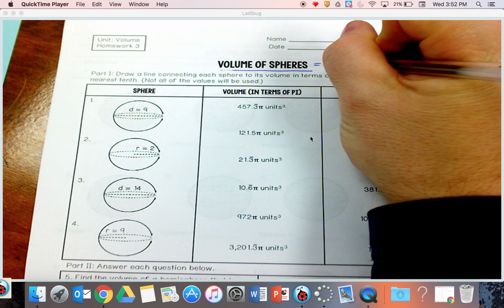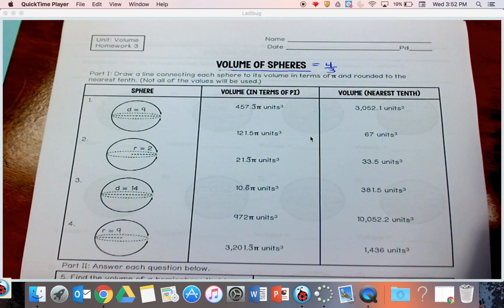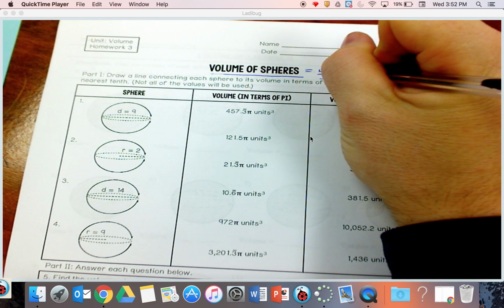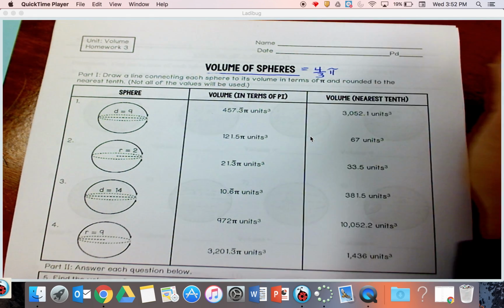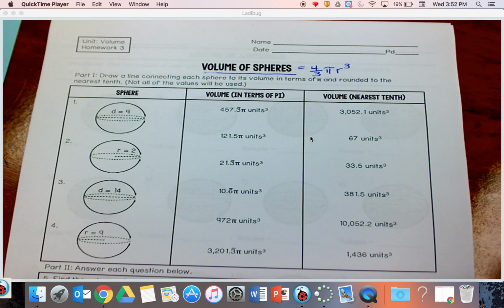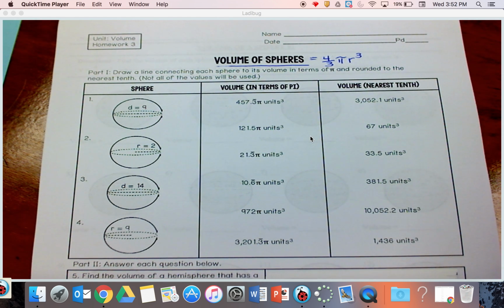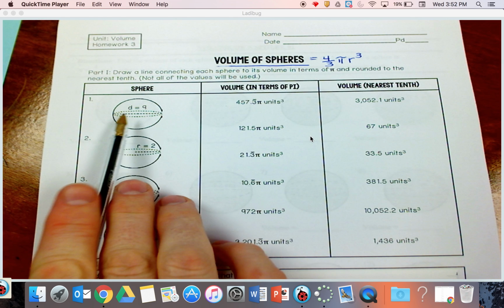time. So I know I'm taking 4/3, and I'm going to multiply it by pi and the radius to the third power. And it's going to find me the volume of a sphere. So let's do a few examples here, and I'll let you go through here, okay? So I'm going to do number one.